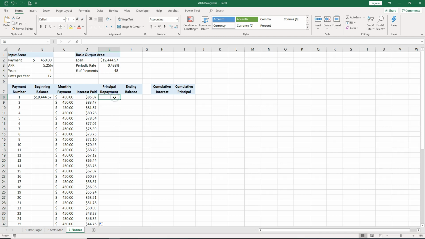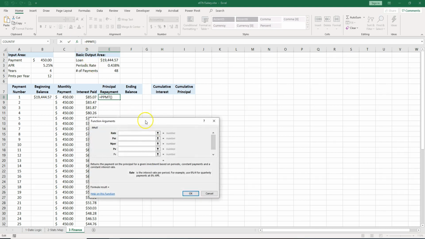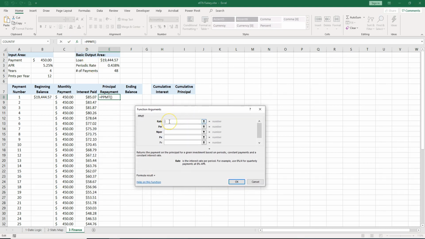Let's see the next function. Principal repayment. So principal PPMT returns the payment on the principal for a given investment. Double click it, and we're going to have the familiar arguments. The rate again, which is periodic, so we click it and push F4. What is PER? Specifies the period. It must be in the range 1 to NPER, which is 48 in our case, the last payment.